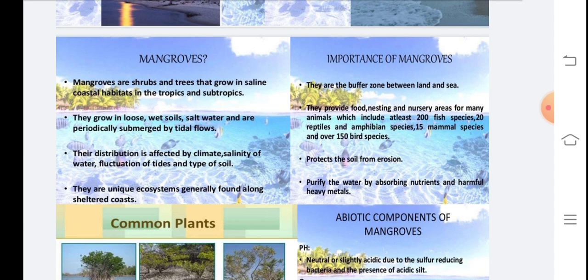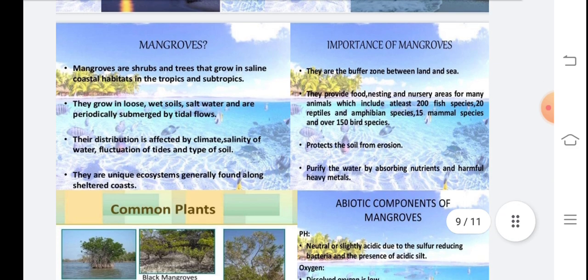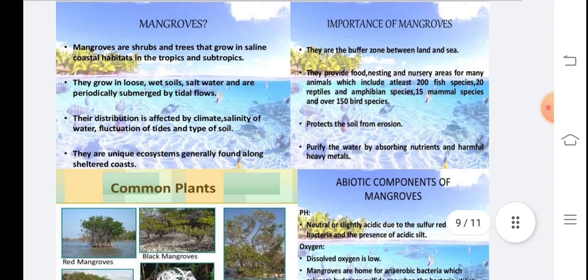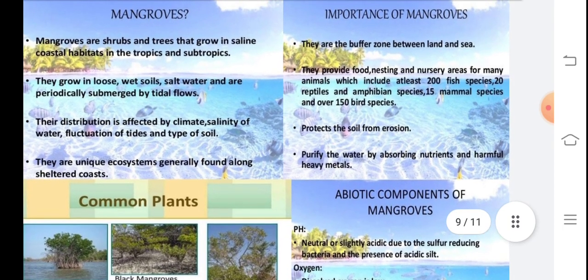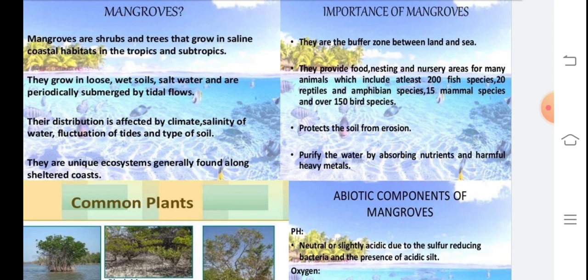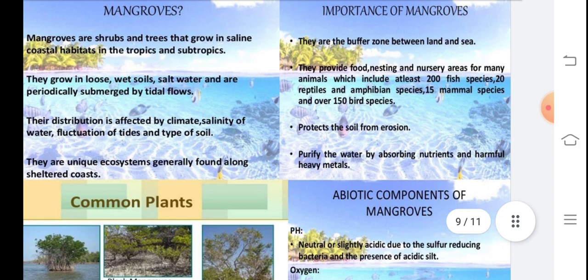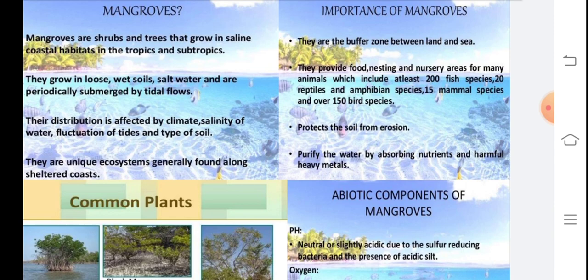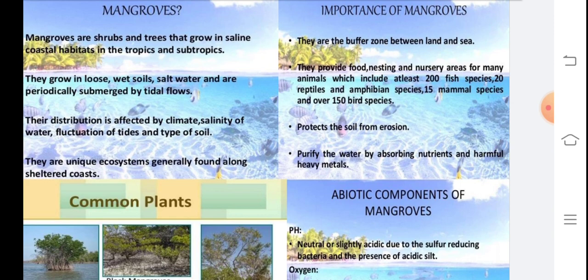So the mangroves are reported in the different parts. The distribution, it is based on the climate, salinity, fluctuation of tides and the type of the soil, right? Different common plants of the mangroves are there. Certainly mangroves commonly include at least 20 fish species and 20 reptiles, then amphibian species 15, and the mammals, and 150 types of birds. They are living in there, they provide the food, or they get the food from the mangroves, then used for nesting and certainly acting as nursery areas.